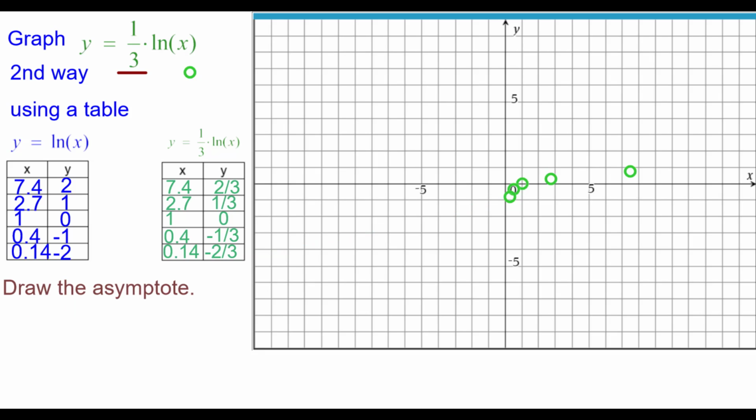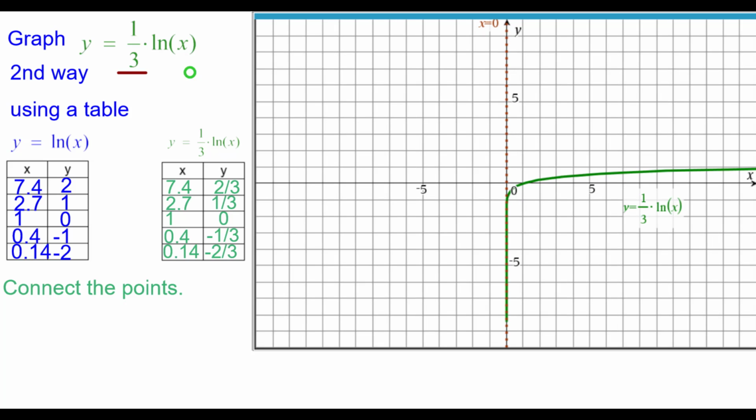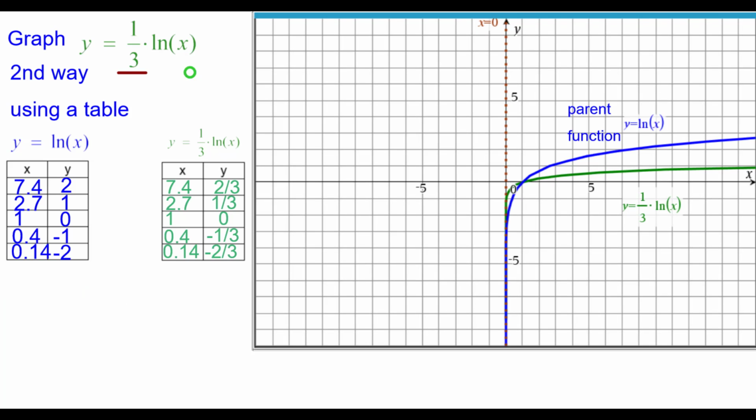Draw the asymptote, which is the y-axis, the line x equals 0, and use that as a boundary line when you connect the points. And we'll compare it to y equals natural log of x, the parent function in blue.